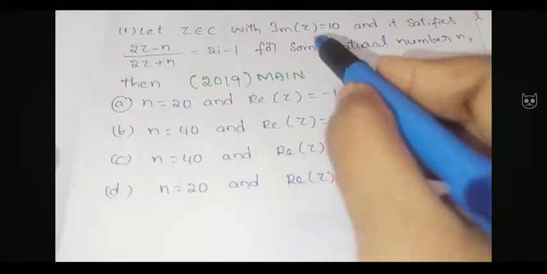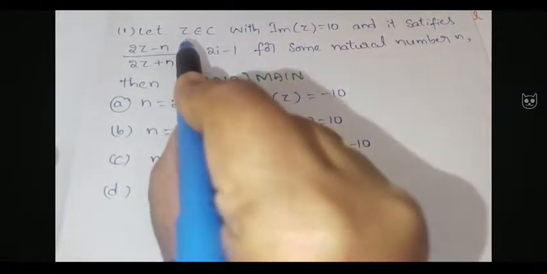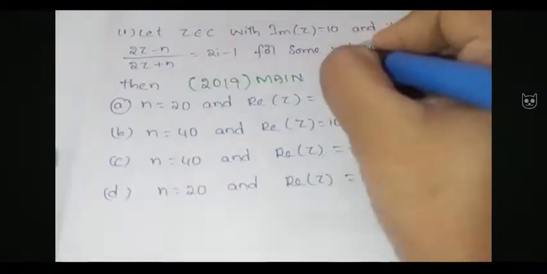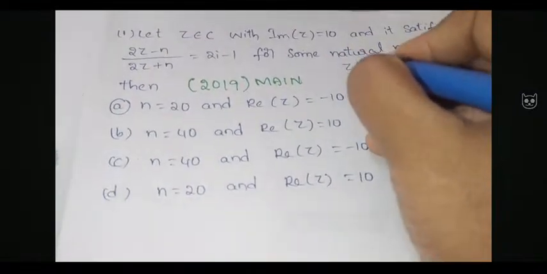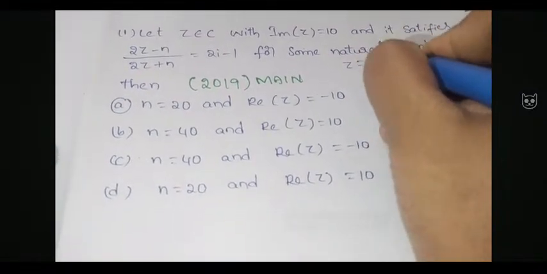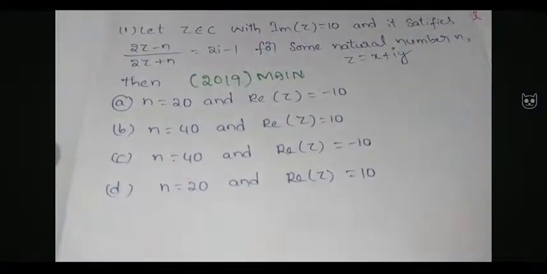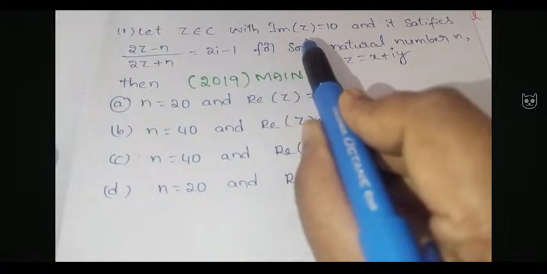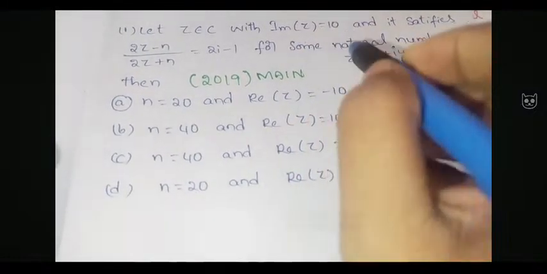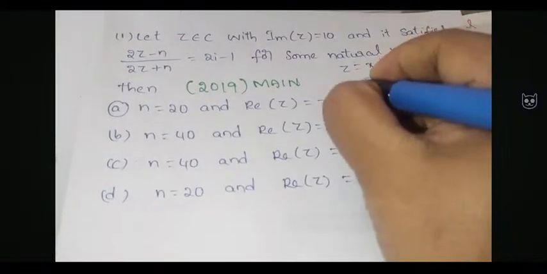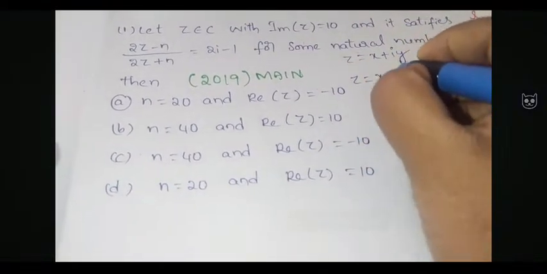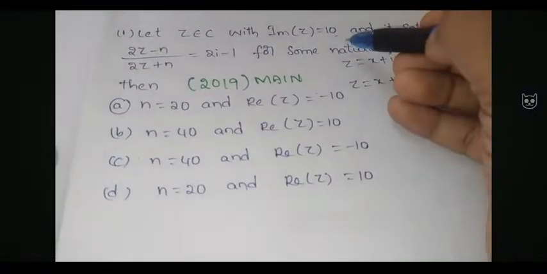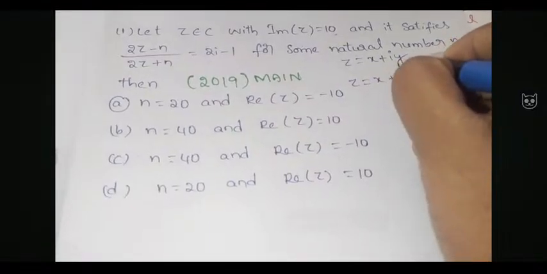So first check the given. The given is z belongs to C, C is a complex number. So we know what z is: z is equal to the complex number x plus iy. Next, they said the imaginary part of z is 10, which means y is 10. So z is equal to x plus 10i.